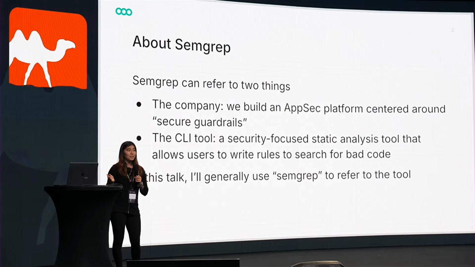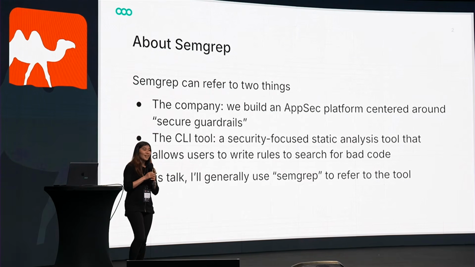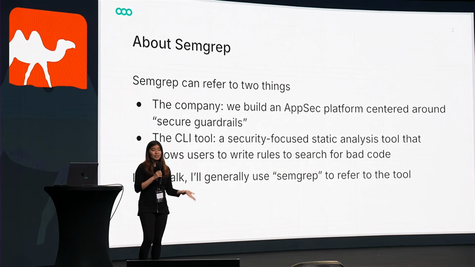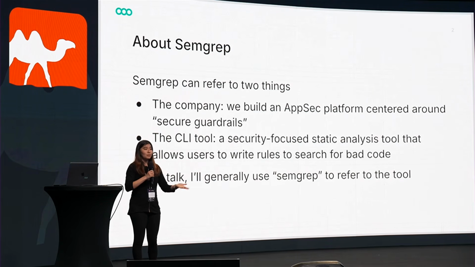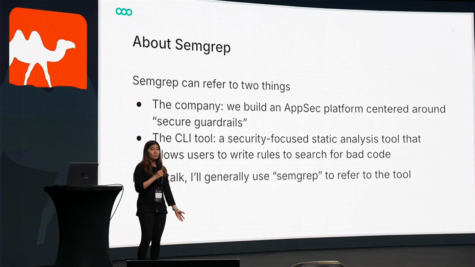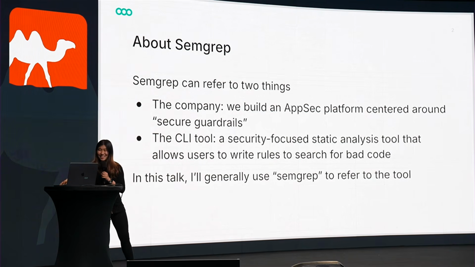So, quick reminder about Semgrep. Semgrep refers to two things, actually. There's the company, where we build an AppSec platform centered around what we call secure guardrails. But there's also the CLI tool, which is a security-focused static analysis tool that really just allows users to write rules to search for bad code. And in this talk, I will generally use Semgrep to refer to the tool, which is what's of interest here.